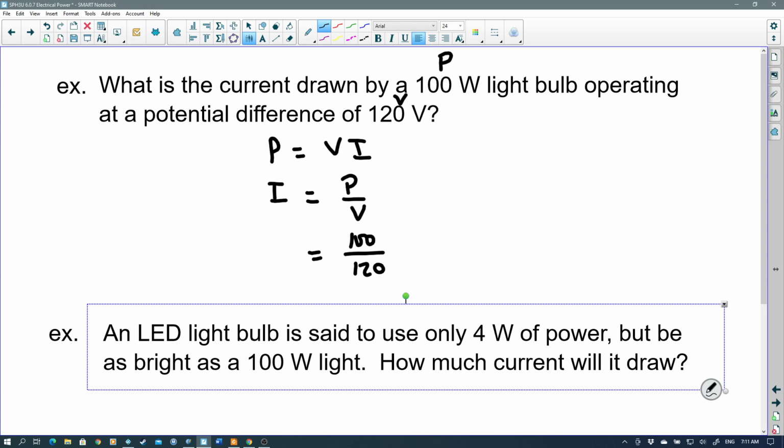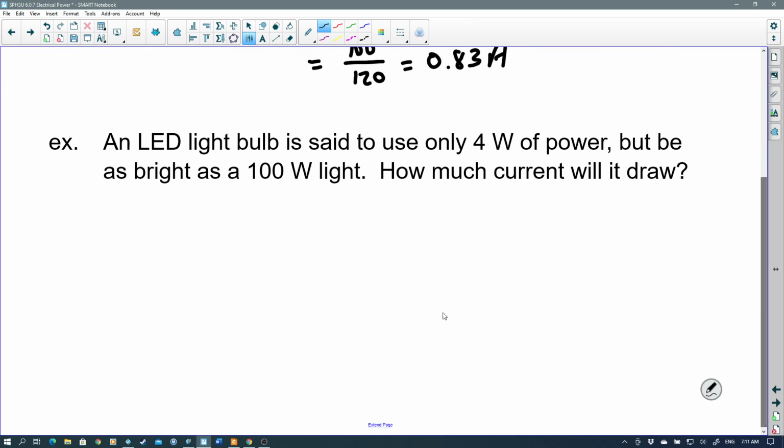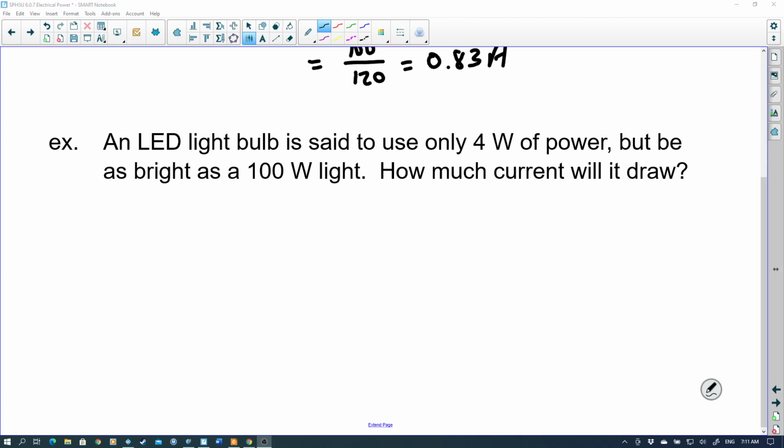And that gives 0.83 amps. If we look at an example with an LED bulb here, an LED light bulb is said to use only 4 watts of power, but be as bright as a 100 watt light bulb. How much current will it draw? So this is the benefit of LED light bulbs, is they use a lot less energy, but they produce just as much light as a 100 watt light bulb.